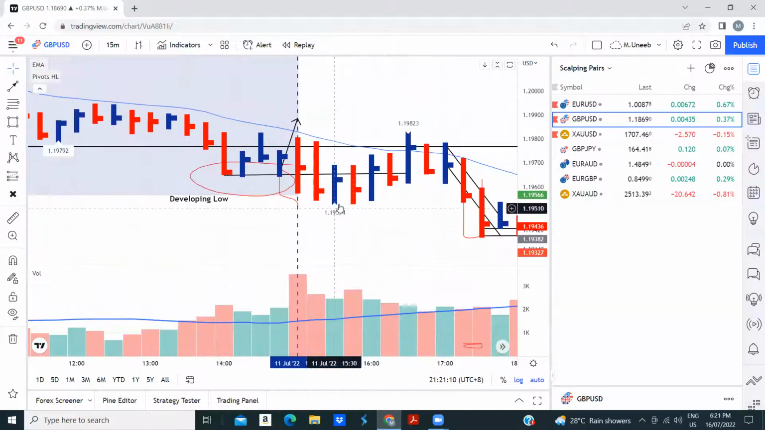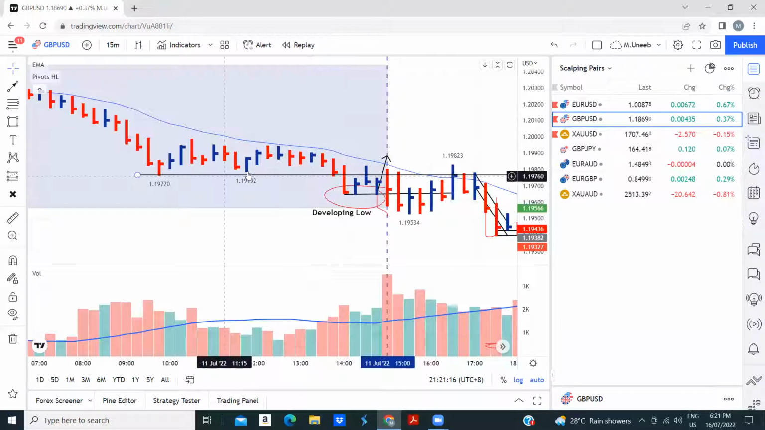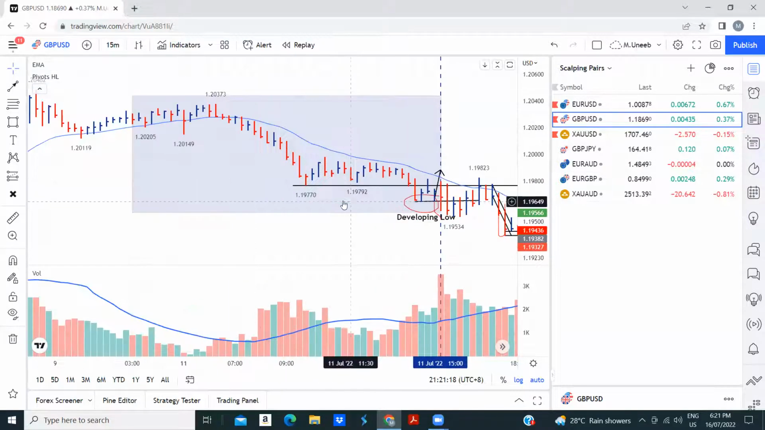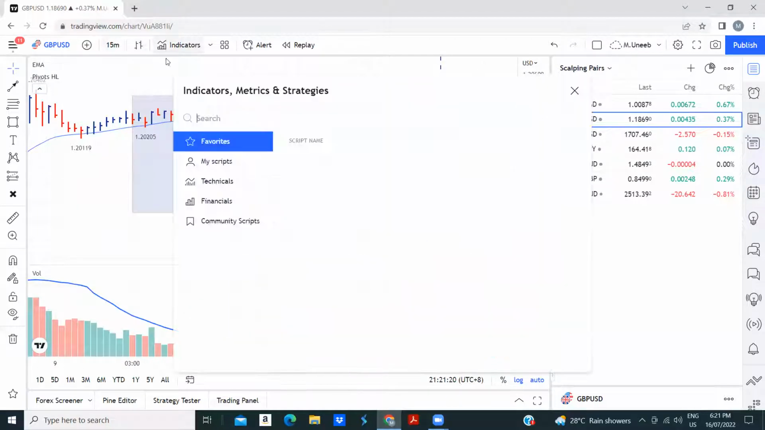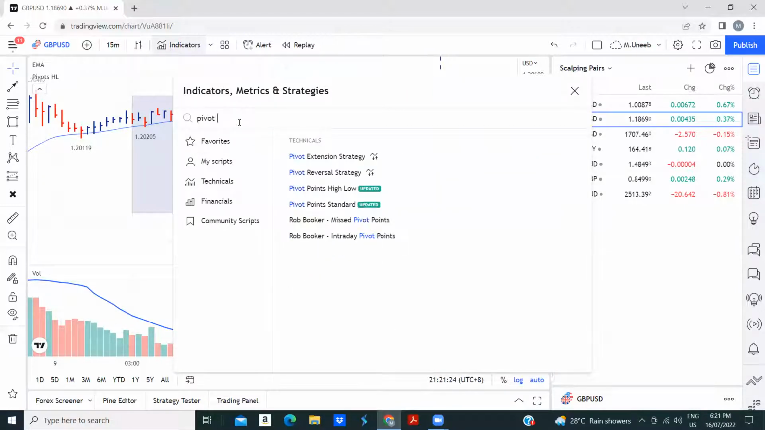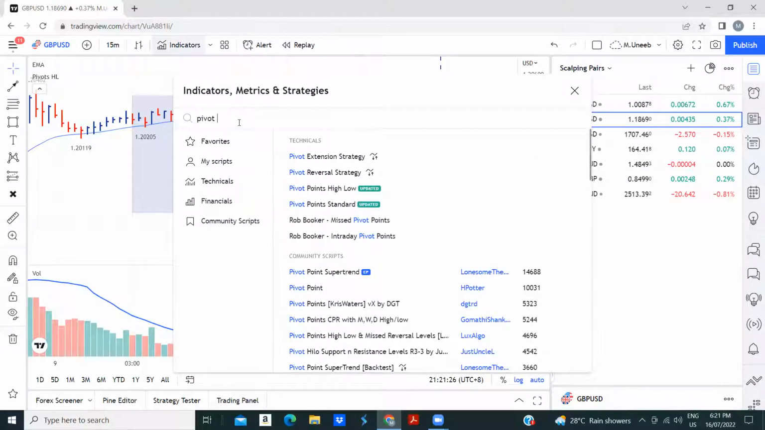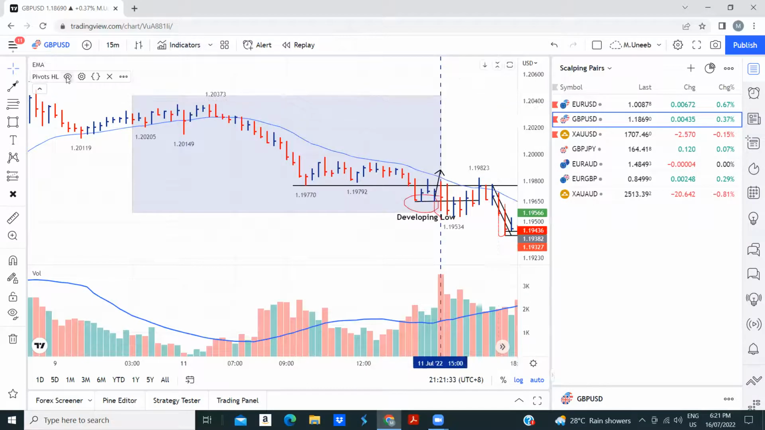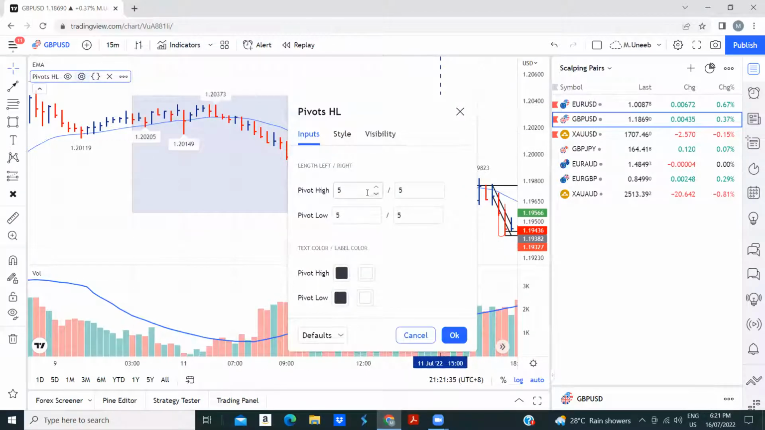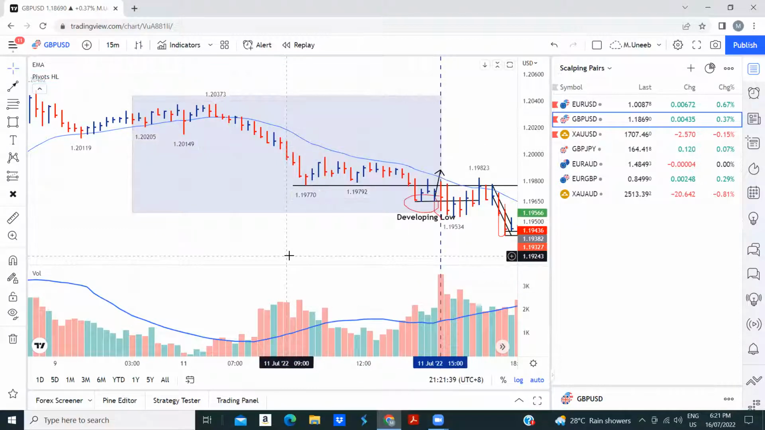You see, this was the major low after London Open. During this, we did not have any developing low. The last developing low is this one, right? To identify high and low, you can write down this indicator: Pivot high and low, updated this one, right? You can bookmark it. Okay. And when you add this indicator, pivot high low, you can go to the settings, do 5 and 5. Got it? Okay.